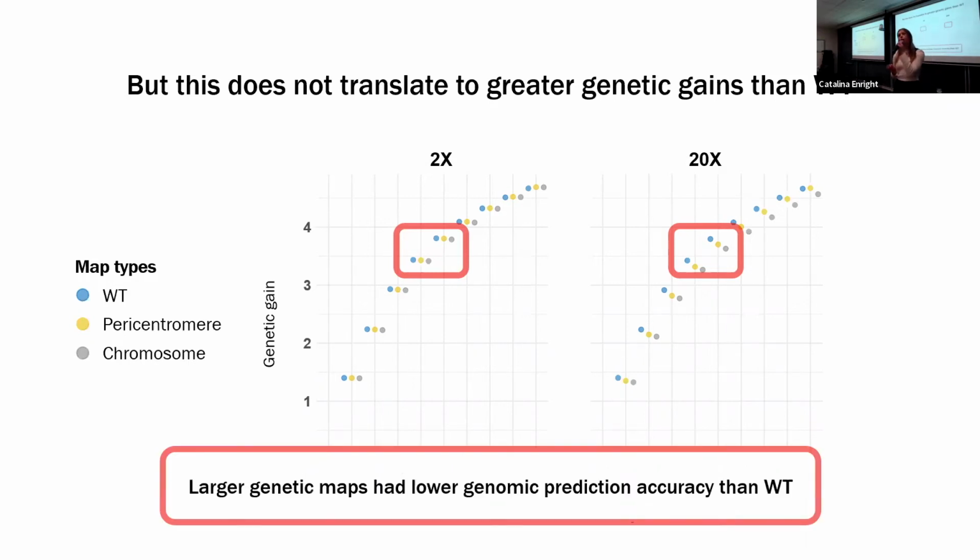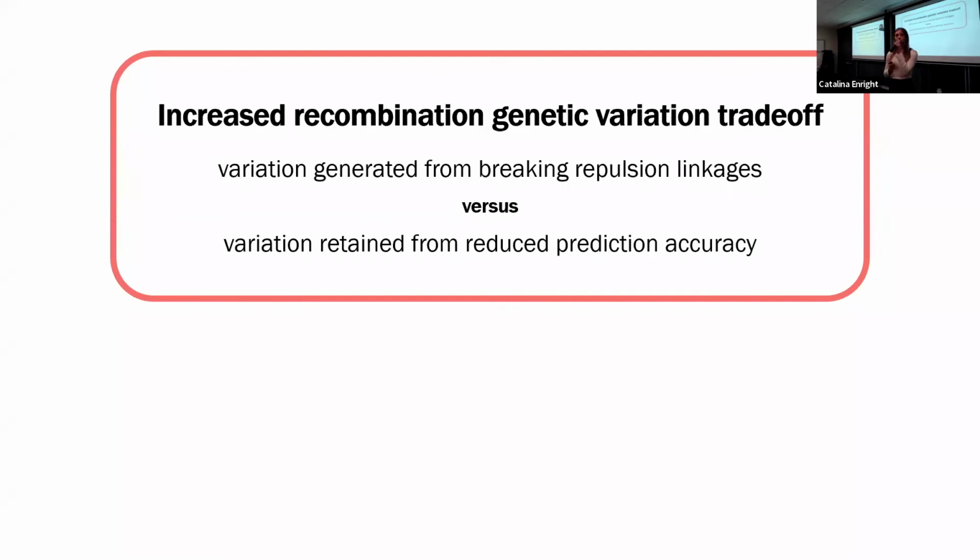And it turns out that the larger genetic maps had lower genomic prediction accuracy compared to wild type because under increased recombination, that LD decays faster between the markers and the QTL. So through these simulations, this trend started to emerge that there was a trade-off in the genetic variation retained under increased recombination and whether that actually would translate to an increase in genetic gain.